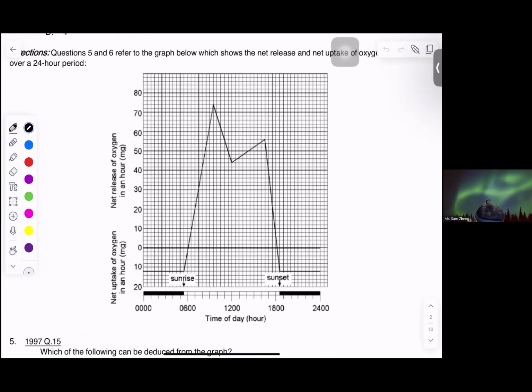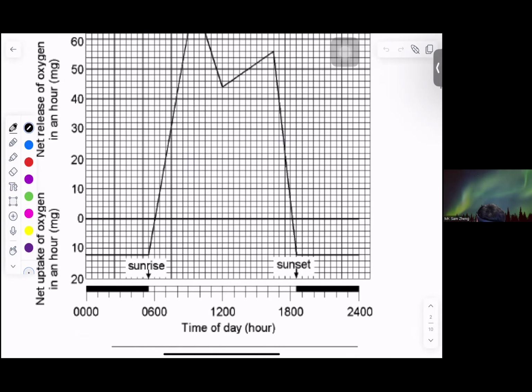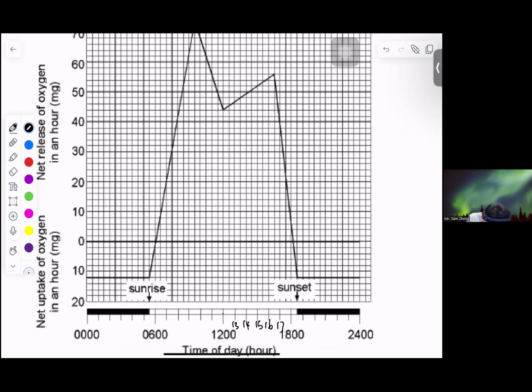Okay, so we can see that there should be 1630. Now, this is 12, this is 13, 14, 15, 16, 17, and 18, right? So in this case, 1630. So in this case, it would be from here, all the way to here.